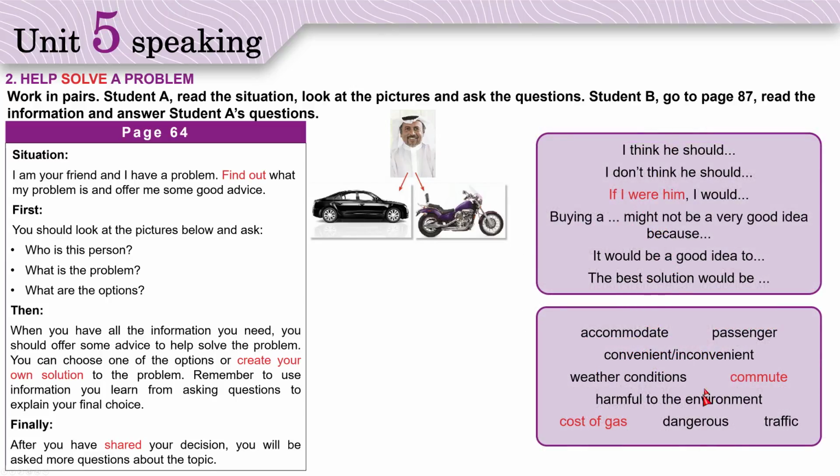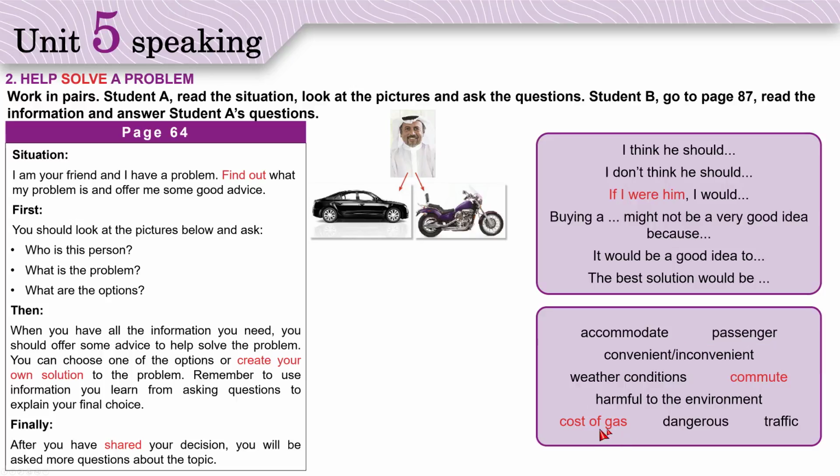These words and phrases can help you. You can read them in your own time. "If I were him" means I'm assuming I'm him. I'm pretending to be him in the same situation. "Commute" means when you travel every morning from home to work. When we say travel, it doesn't mean from one city to another. No, it means we go from home to work.